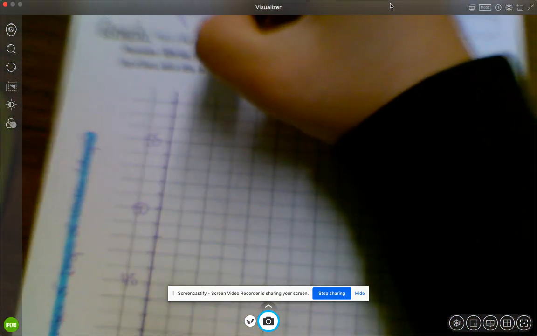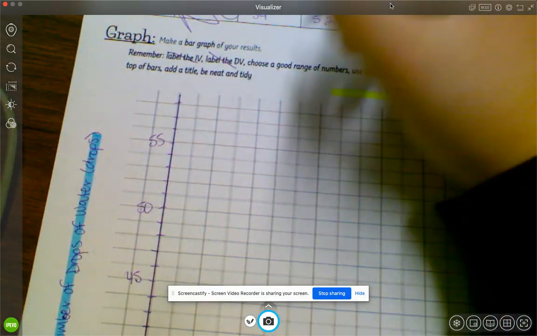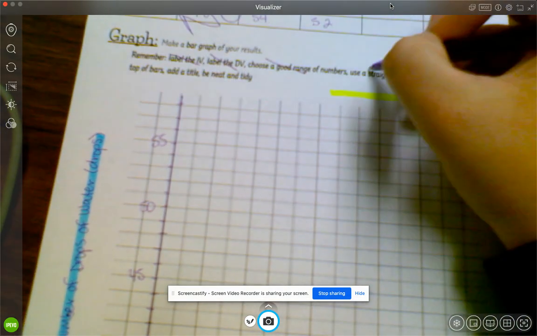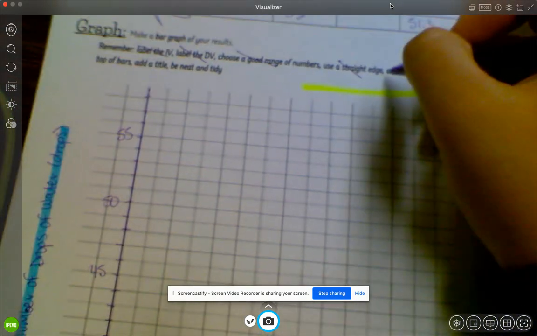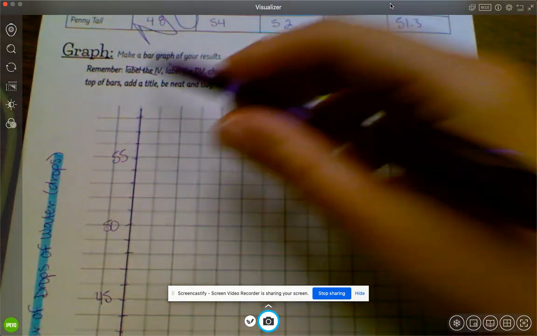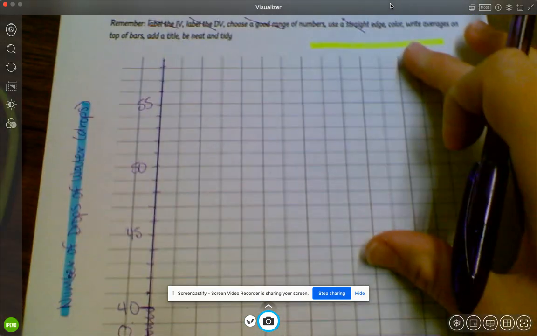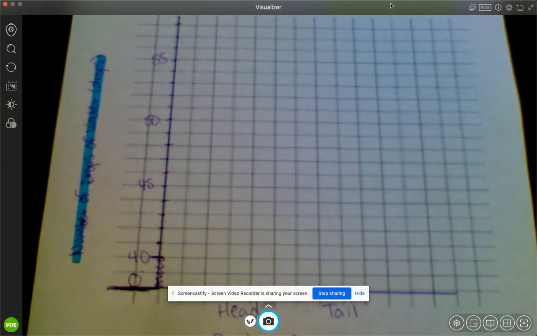So now we have our data table. We need to choose a good range of numbers. That's what we just did. We used a straight edge. When we get to our bars, when we're finishing, we're going to need to add color. We're going to need to write averages on the top, add a title, be neat and tidy. Being neat and tidy means making this look nice, using a straight edge ruler.